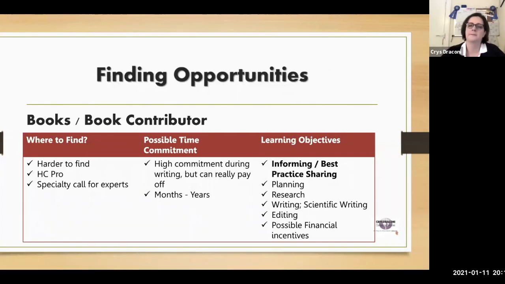So, learning objectives again: sharing best practices, informing, teaching, planning, research, and writing. Depending on what kind of book contribution, it could be scientific writing, editing, and there could be possible financial incentives. I know my book that has been published, I get a little bit of the royalties. It's not a huge amount, but it's nice to get that check in the mail every 6 months that can help offset some of my expenses. But it's not something to quit your day job.